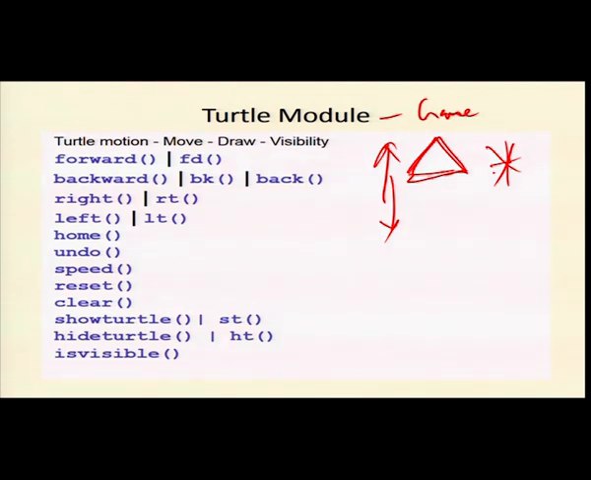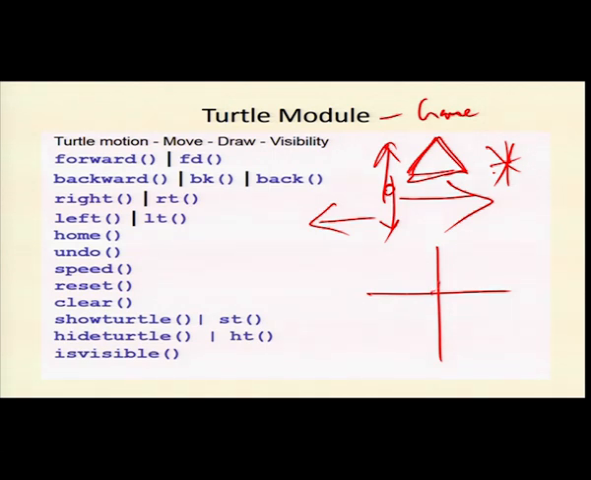When you want to move it to the right, you have a function called right. When you want to move it to the left, you have a function called left. When you want to place it at the center, you have a function called home. So, my dear viewers, how does it work? It works on the coordinates, the x and y axis.